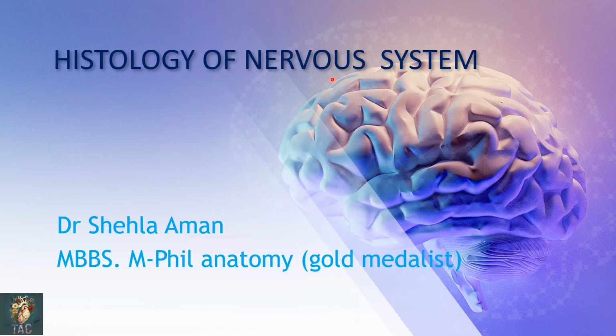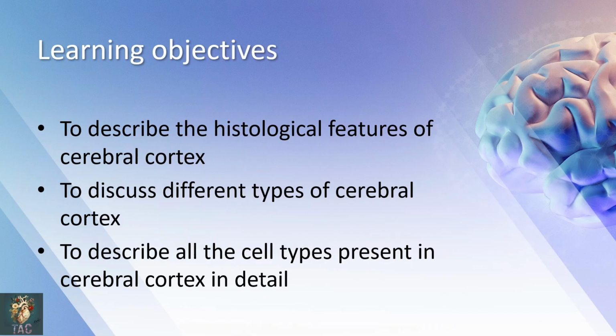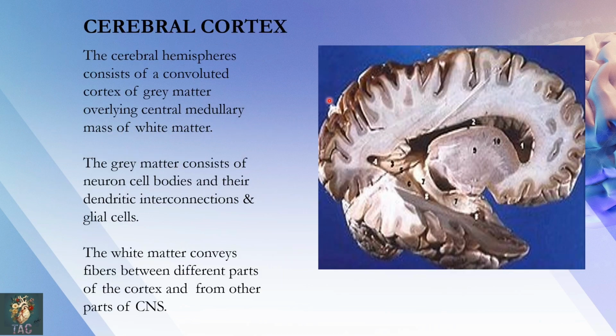In today's class of histology of the nervous system, we are going to describe the histological features of the cerebral cortex, to discuss the different types of the cerebral cortex and discuss all the cell types present in cerebral cortex in detail. So first, cerebral cortex: the cerebral hemisphere consists of convoluted cortex of the gray matter overlying the central medullary mass of the white matter.